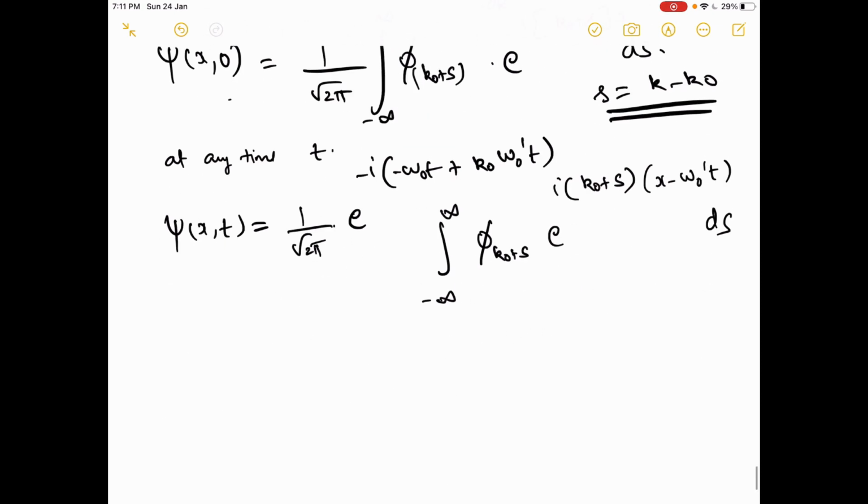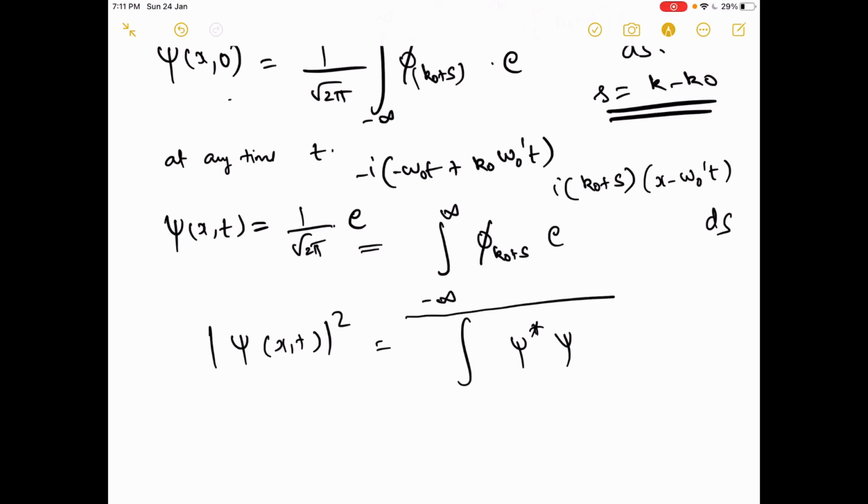This is pretty straightforward. And you can see this e power minus i term will not contribute to the modulus square of psi of x comma t, right? Why? Because whenever you do psi star times psi, e power minus i and e power plus i will cancel, and then this term will not contribute. The only thing which contributes will be this term, and this term is basically the same function.